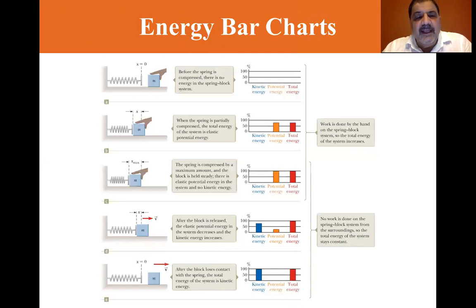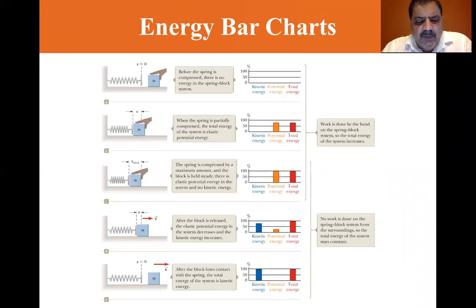Between figures A and C, the hand does work on the system, compressing the spring and storing the elastic potential energy in the system. In figure D, the block has been released and is moving to the right while still in contact with the spring. So at that point in D, it's transforming from potential to kinetic, but notice that the total energy from here on out remains the same.